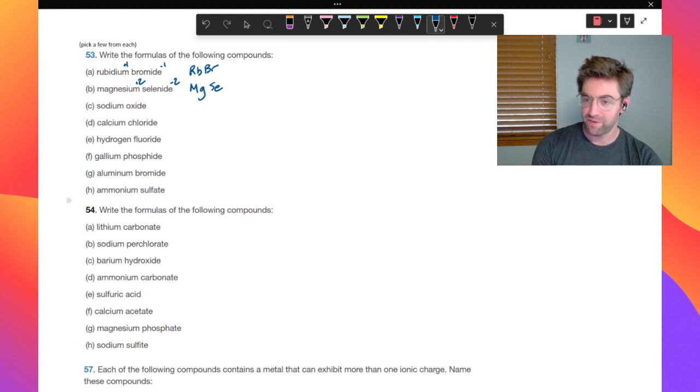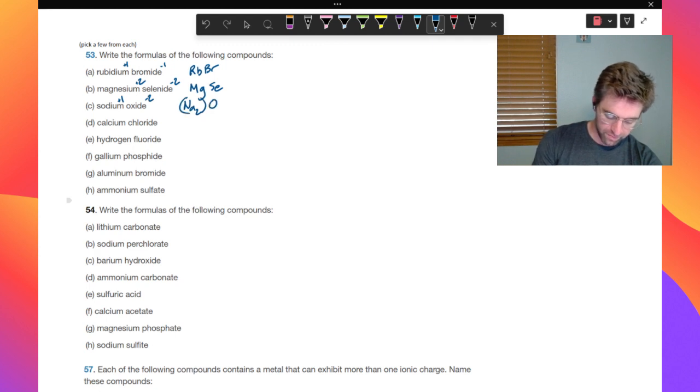Sodium oxide is pretty straightforward. Sodium's in group 1. Oxygen is 2 over. So you're going to need 2 sodium per oxygen. Yeah. Cool.